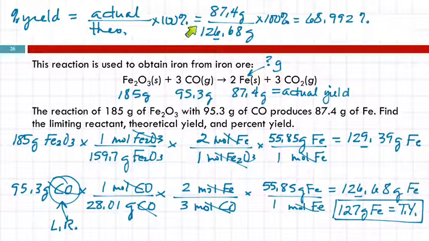Three sig figs. This should have 3 sig figs. So the next digit is 9. It's 5 or larger, so I have to round up. So this 9 rounds up to a 10, a 0, and then that rounds up to a 9, and so I end up with 69.0% is my yield. Any questions?